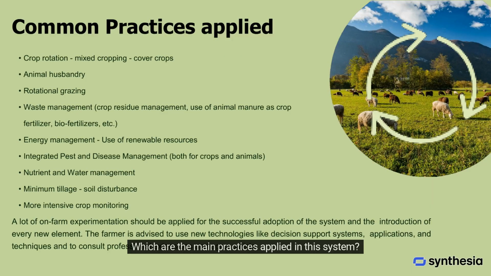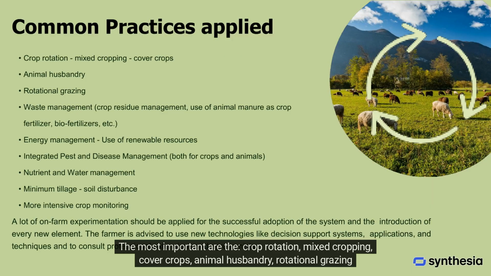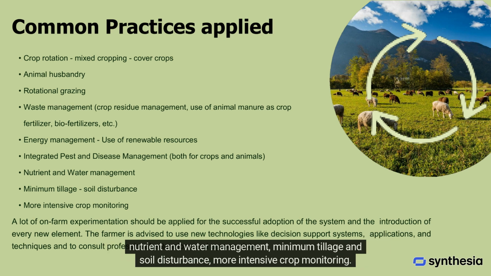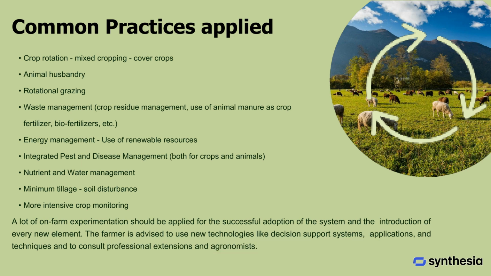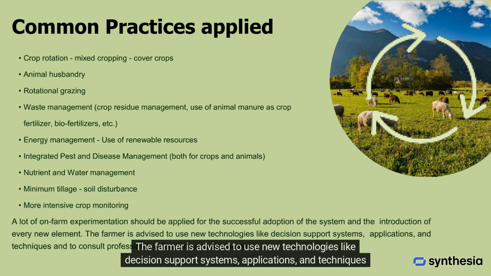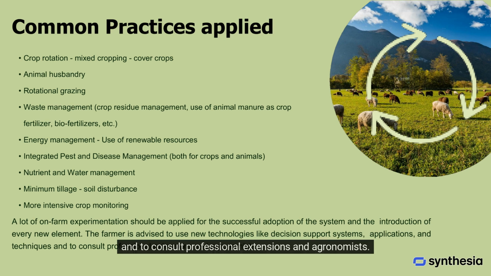Which are the main practices applied in the system? The most important are the crop rotation, mixed cropping, cover crops, animal husbandry, rotational grazing, waste management, energy management and use of renewable resources, integrated pest and disease management, nutrient and water management, minimum tillage and soil disturbance, more intensive crop monitoring. A lot of on-farm experimentation should be applied for the successful adoption of the system and the introduction of every new element. The farmer is advised to use new technologies like decision support systems, applications, and techniques, and to consult professional extensions and agronomists.